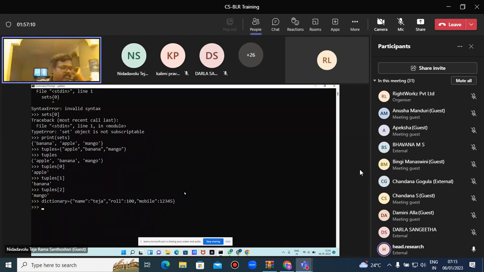Dictionary. Enter. See, you are getting name Teja, roll number 100, mobile 1, 2, 3, 4. Print. One more way of printing. Print within the bracket dictionary. Parenthesis close.